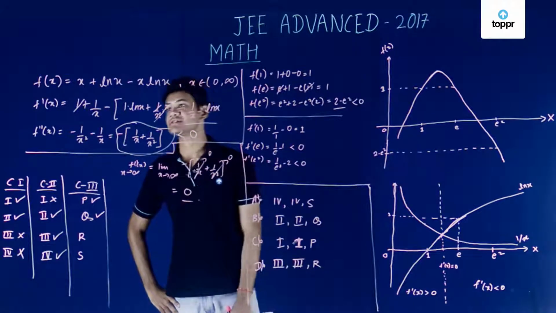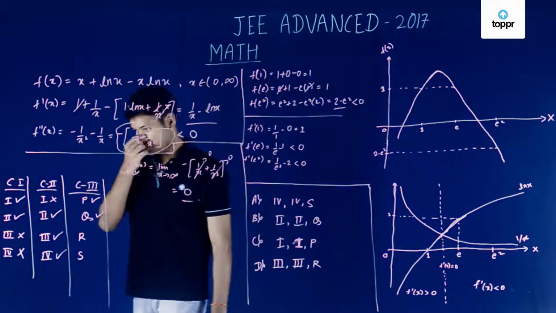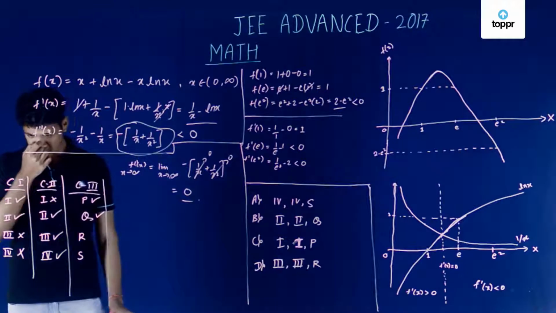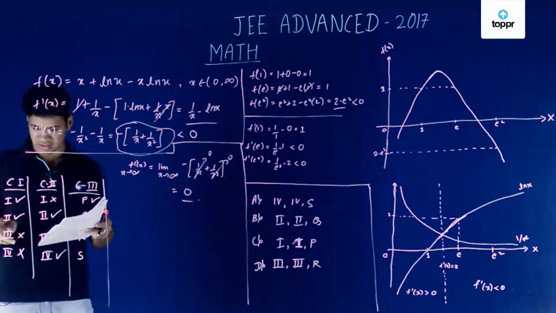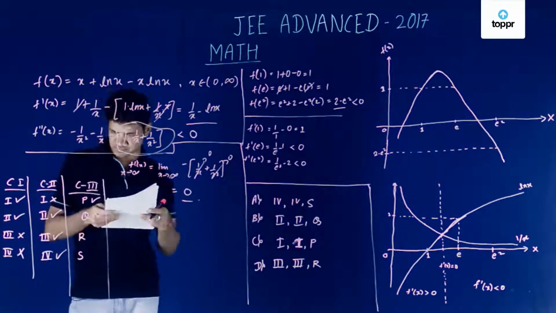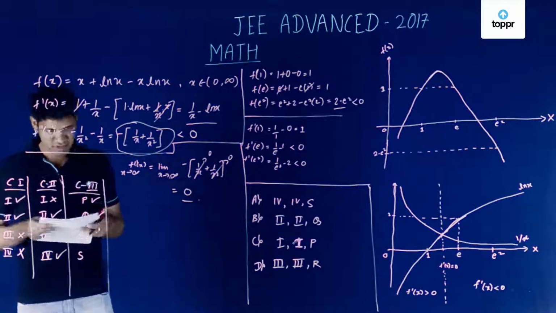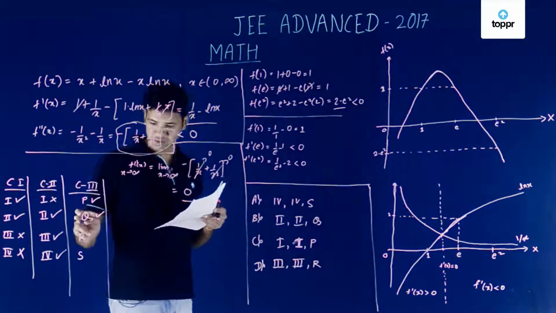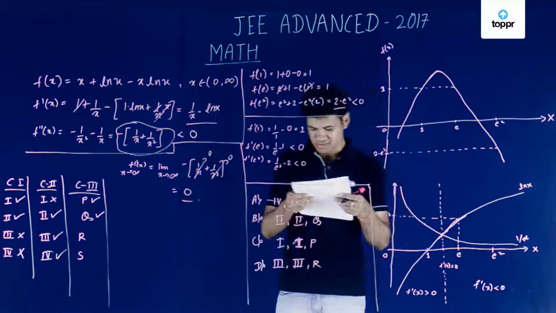Okay, so the calculations which we have performed up until now result in column 1 being: first is correct, second is correct, third is incorrect, fourth is also incorrect. In the second column, first is incorrect, second is correct, third is correct, fourth is correct, and in the third column P and Q are correct. Now with these calculations we can already find out the answer.